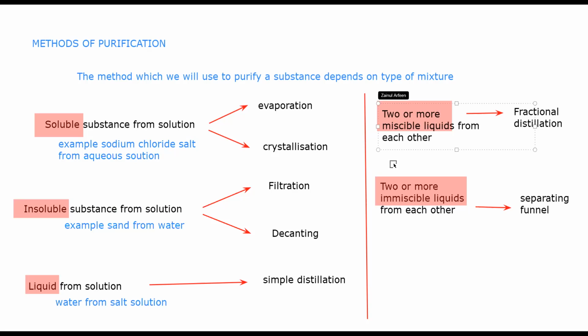Example of two or more miscible liquids, such as water and alcohol. Water and alcohol are miscible, meaning they will have one phase when you mix them together. And immiscible liquids, for example oil and water. Oil and water are immiscible liquids. If you have a container and you add water to oil or oil to water, you will find two different phases. That is called immiscible liquid. The liquids are not able to mix with each other.